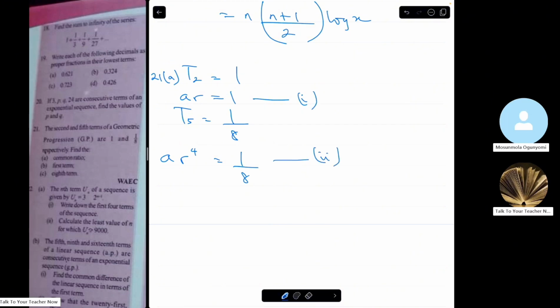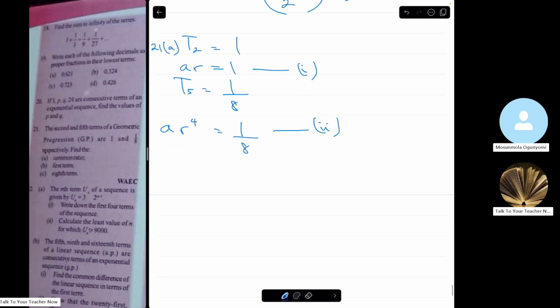If you don't want to do it that way, you can make A the subject here and put it here. Exactly. However you choose to go, you'll be correct if you do the right thing. So I'm dividing equation 2 by 1. That means you divide the left-hand side of equation 2 by the left-hand side of equation 1, and the right-hand side of equation 2 by the right-hand side of equation 1. Do you understand? Yes, sir.